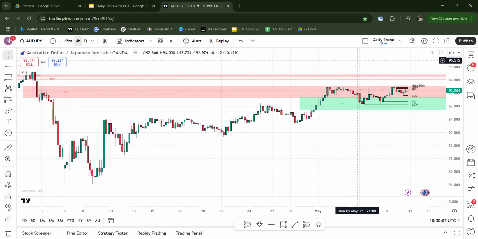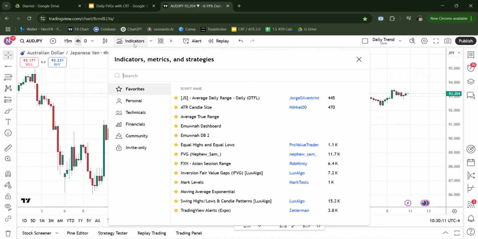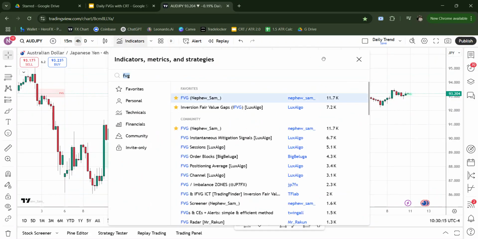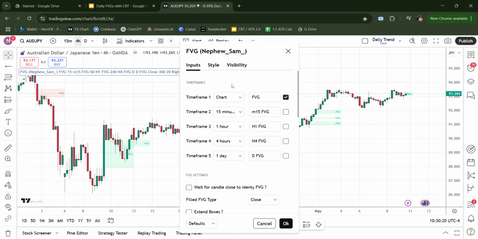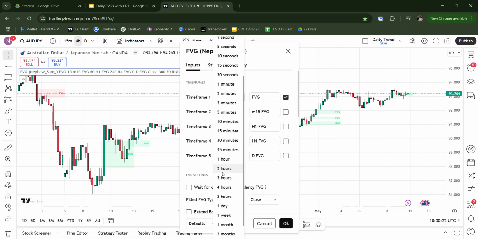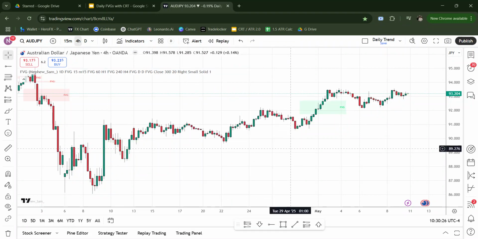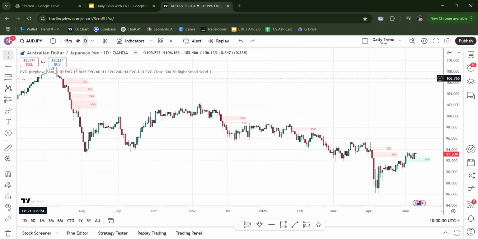Let's start fresh. Let's remove the indicators. Indicators, FVG, pop that on, settings, and we're going to change this to the daily. All you want to see are daily fair value gaps, and that's what will appear. So then when you go to the daily, obviously it's just going to show you the same thing right here.